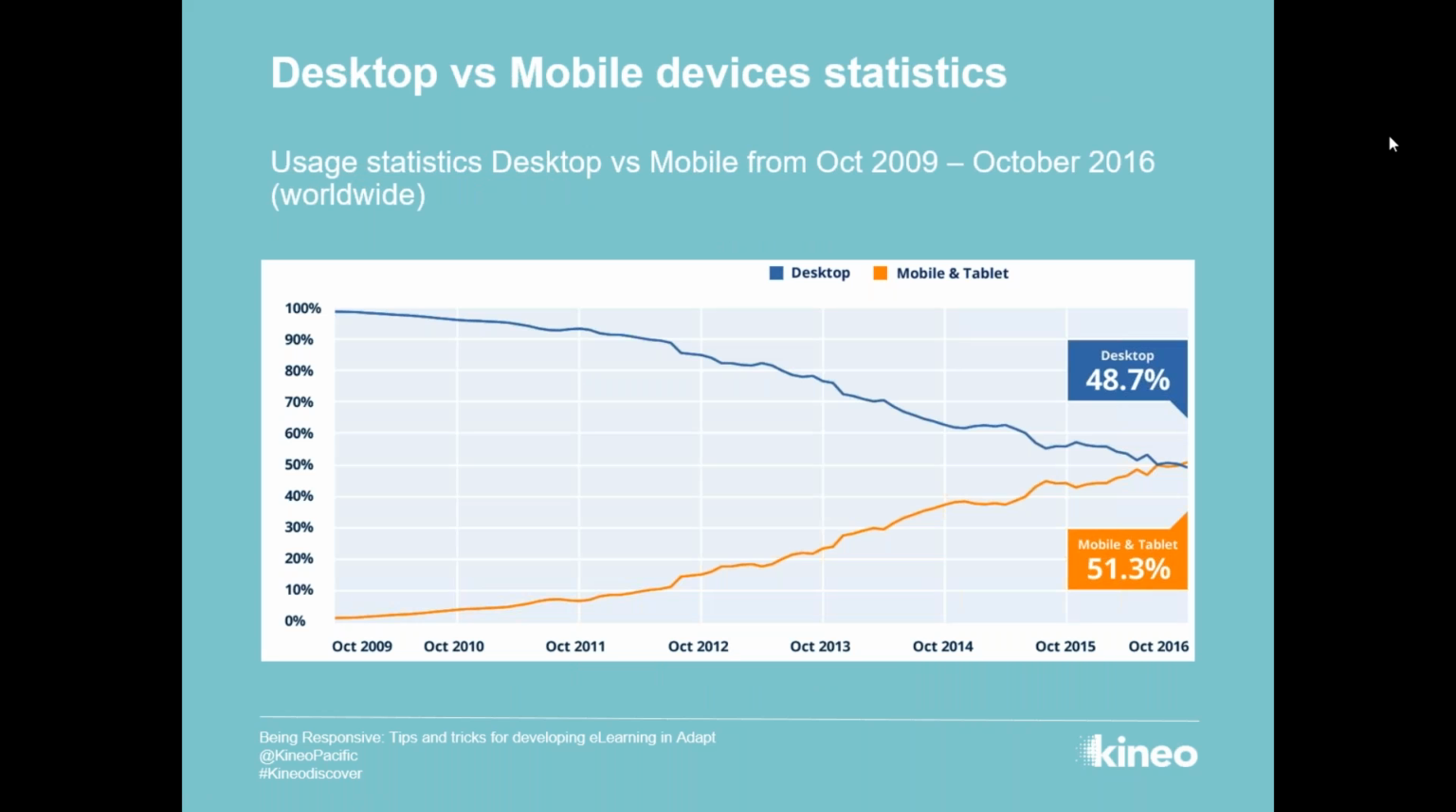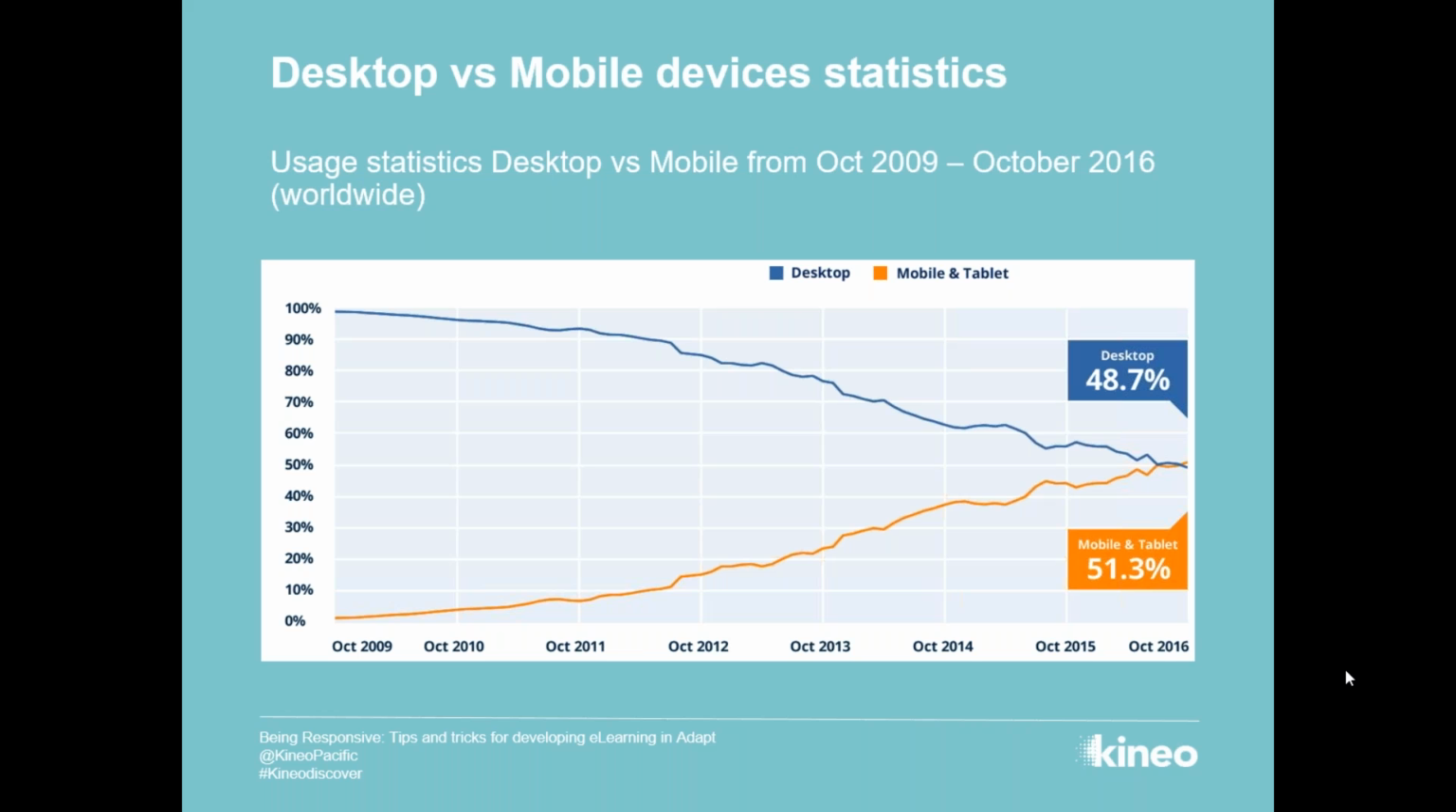The graph over here, which is shown on the screen, has been picked from Global Stats. It is showing a trend from 2009 till October 2016. See how the usage of desktops, which in terms of desktop means the laptops as well as the desktop machines we use in the workplace, is going down, and how smartphones and mobile phones are picking up, like more and more users are using mobile and tablets to access the internet and web applications, which includes e-learning content.